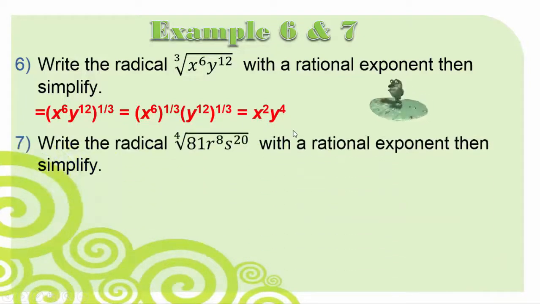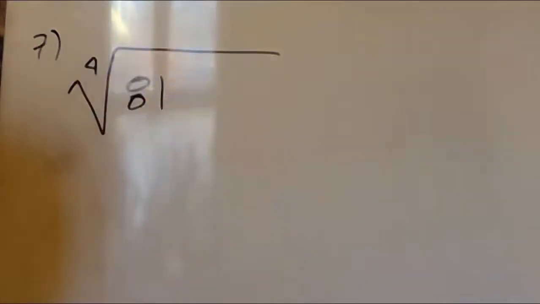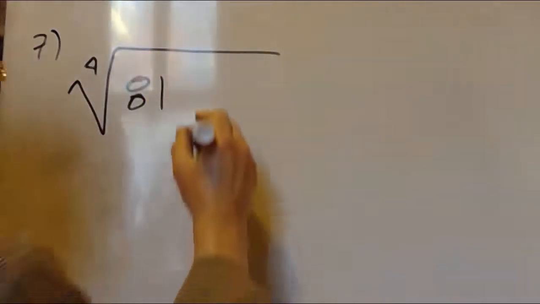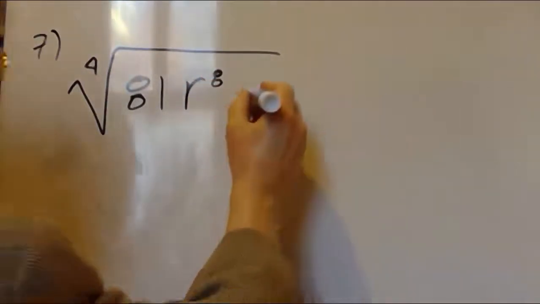In number 7, we're asked to write the radical 4th root 81r to the 8th s to the 20 with a rational exponent and then simplify. So let us go over to the whiteboard and do this one. We're going to look at this: 81 r to the 8, s to the 20.